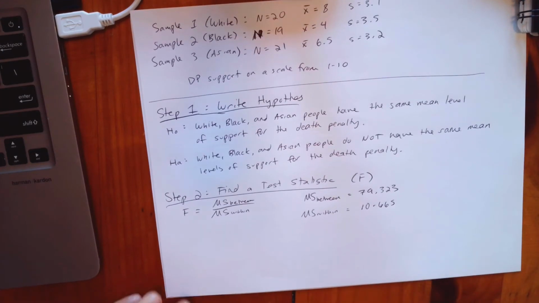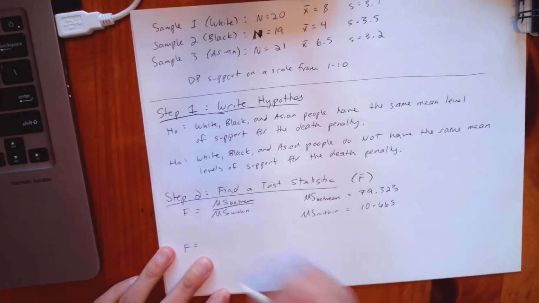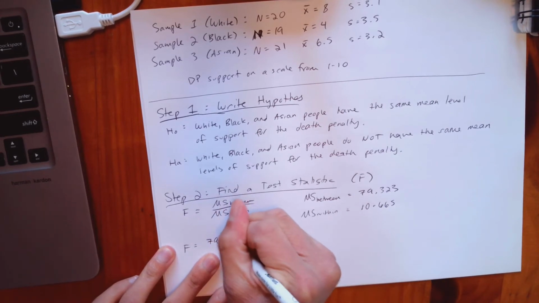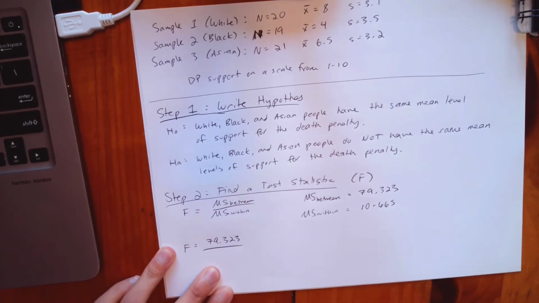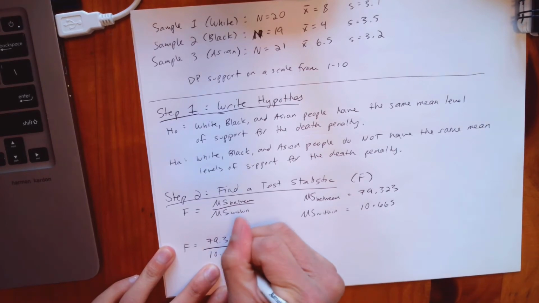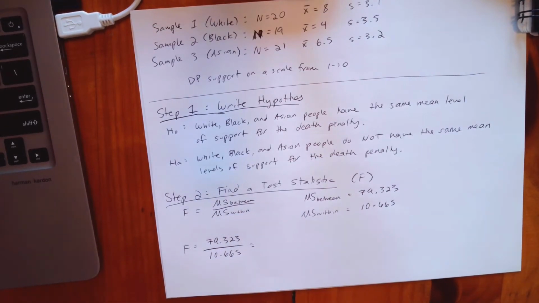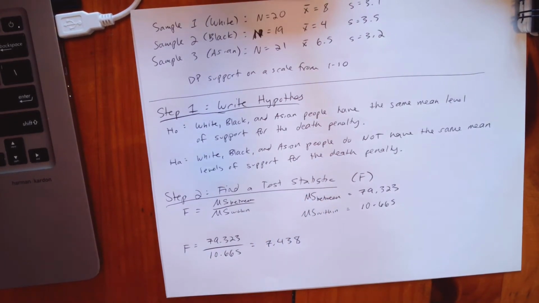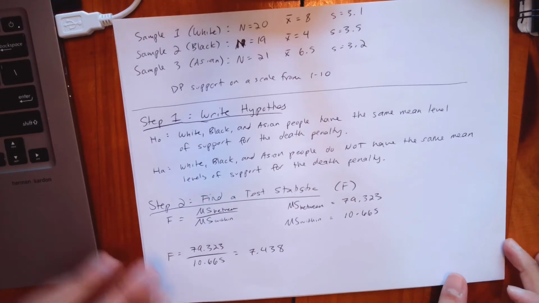So to calculate F, all we're going to do is plug them in. So we've got 79.323 and 10.665. If you divide this out, you get an F statistic of 7.438. Okay, so we have our test statistic here.